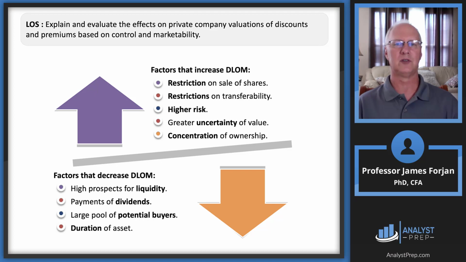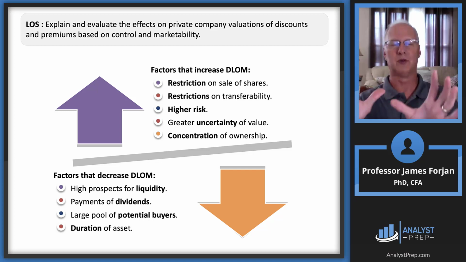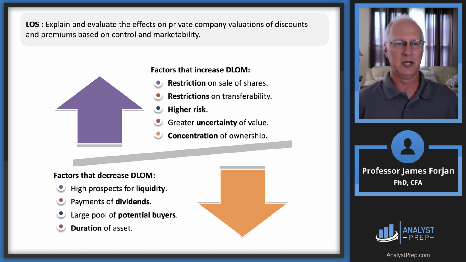Factors that increase this discount for lack of marketability: restriction on sales. Oh boy, this was true with Ewing Oil. Restrictions on transferability, this was probably true as well. Higher risk, yeah, probably true. Greater uncertainty, no doubt about that one. Concentration of ownership. So all of those factors probably apply to Ewing Oil. Factors that decrease it: high prospects for liquidity, payment of dividends, large pool of potential buyers, and the duration of the asset. I guess you could argue that the oil wells have long durations, but anyway, I would remember the purple arrow and the orange arrow.